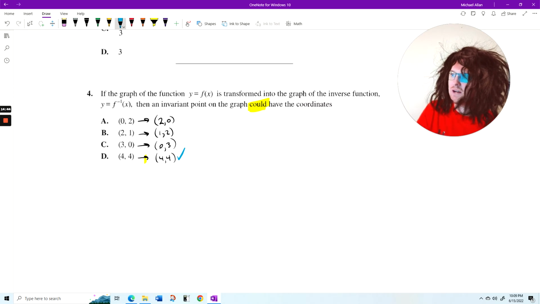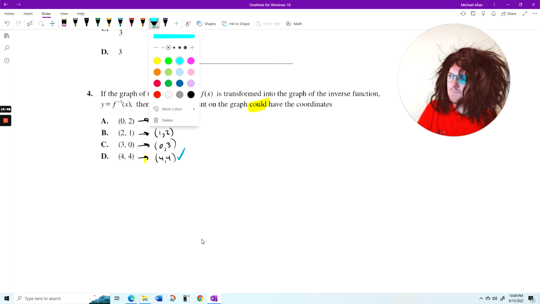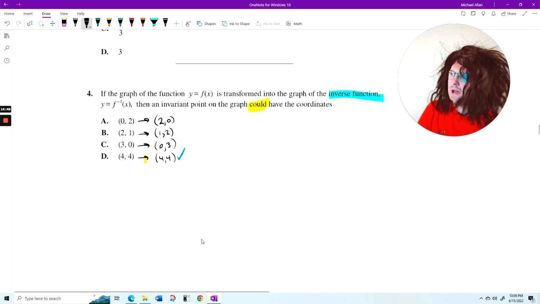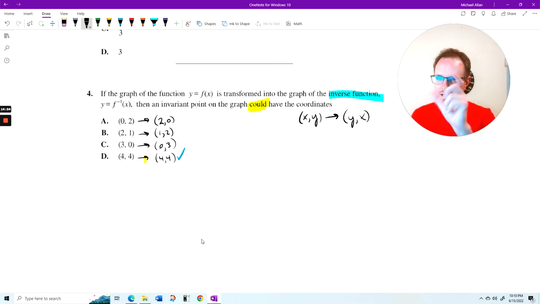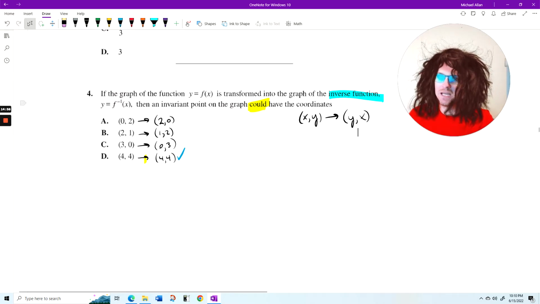Remember, when you do an inverse function, the mapping is (x, y) to (y, x). Alright, so they flip their x and y spots.